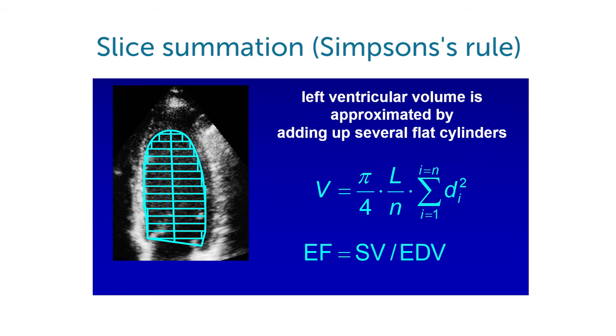Let me start with the first parameter that everybody knows, that's ejection fraction. Ejection fraction is a volume change of the chamber. So we look at the volume in end systole and end diastole. That's calculated according to the Simpson's rule that you all know. And then we make the relation between the stroke volume and the end diastolic volume and call that ejection fraction.